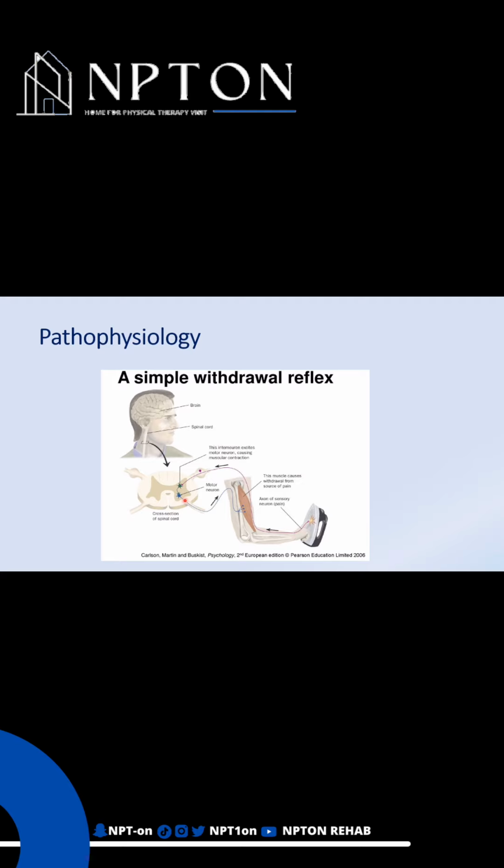However, in a spinal cord injury, there is a loss of communication between the brain and the spinal cord. The inhibitory signal that is coming from the brain will not reach the spinal cord due to the injury. Therefore, the muscle will be in continuous contraction due to loss of the inhibitory signal that is coming from the brain.